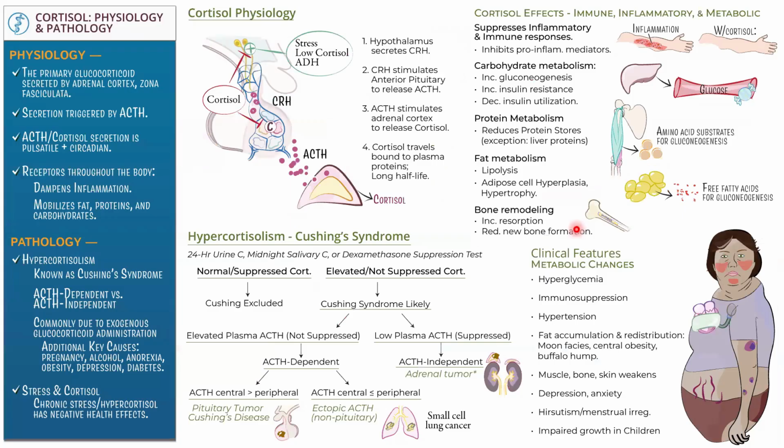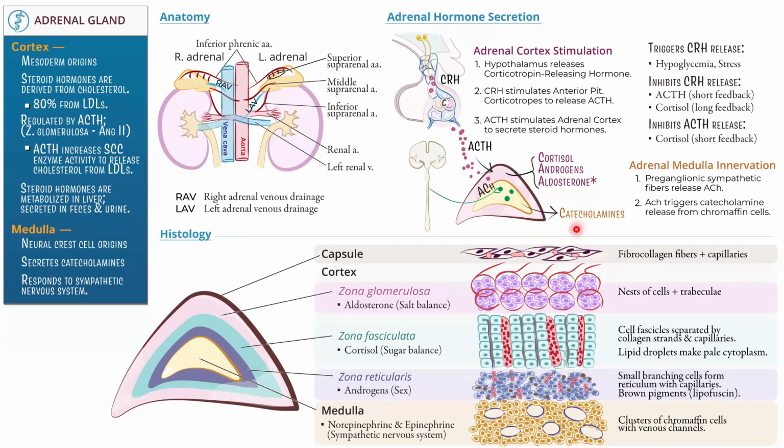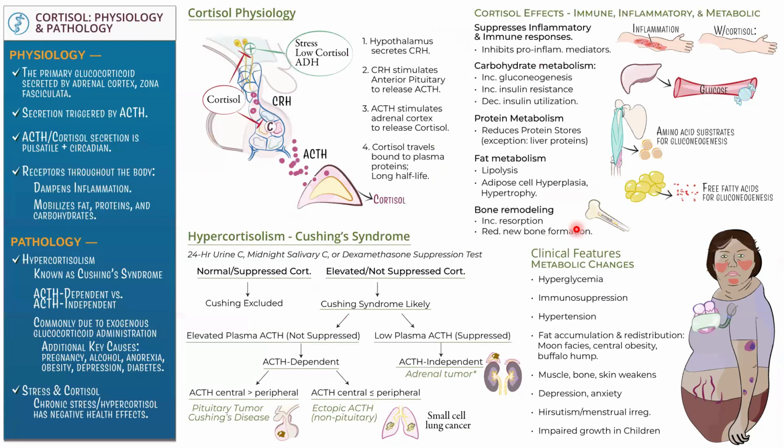So if we talk about production of that, if you have now issues with production of those hormones, what will you have? You will have what is known as Cushing's. Remember, you can have Cushing's disease or Cushing's syndrome.